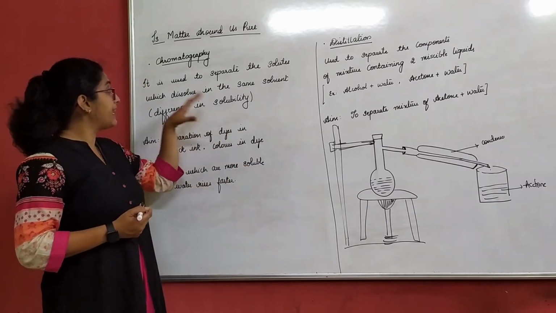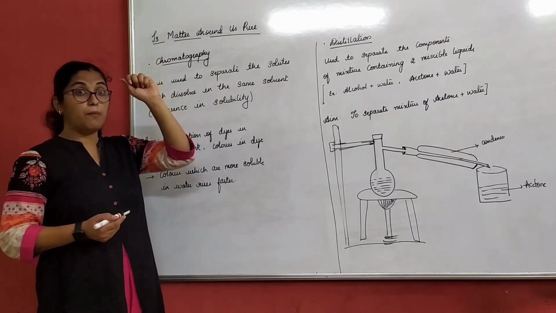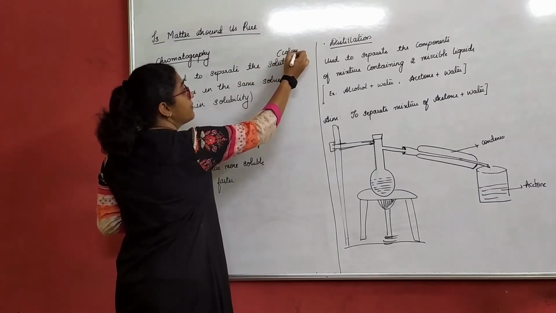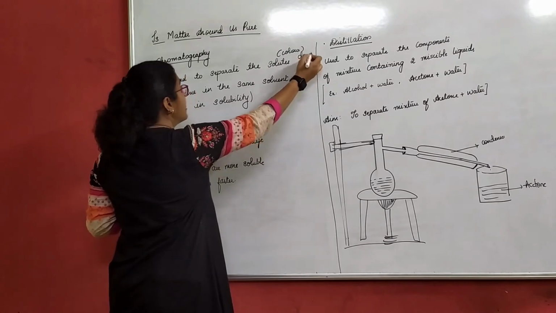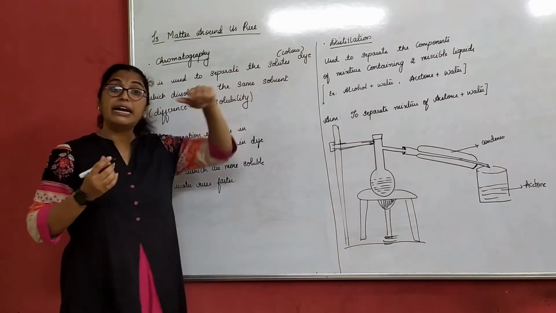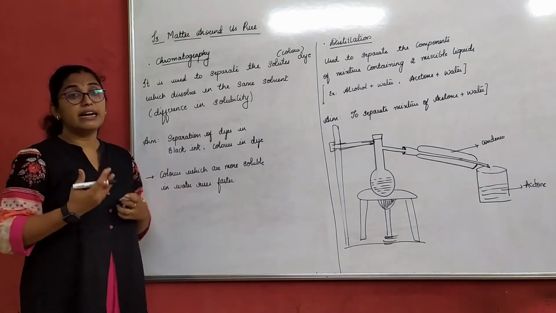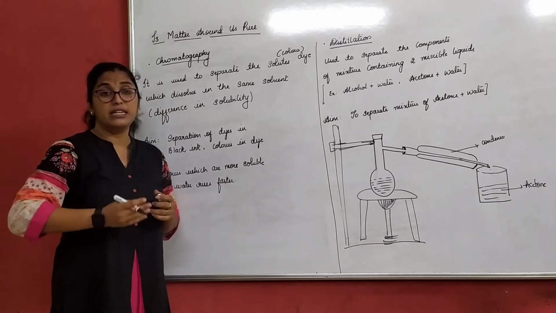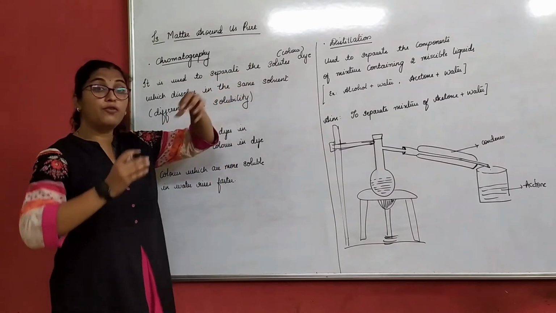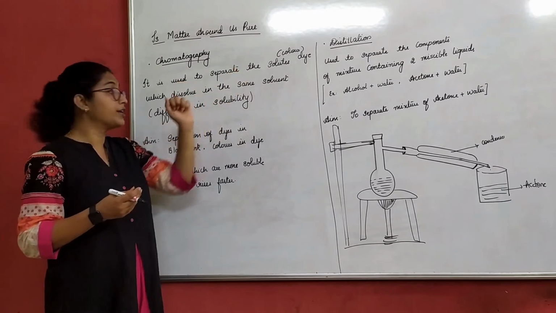Now what actually is the aim? Try to understand. It is used to separate the solute, that is the color we take here. The solute is nothing but a color we choose, a dye for example, which dissolves in the same solvent. That means a dye is a combination of several colors, say black, blue, green, right? So we want to separate those components which dissolve in the same solvent, water.